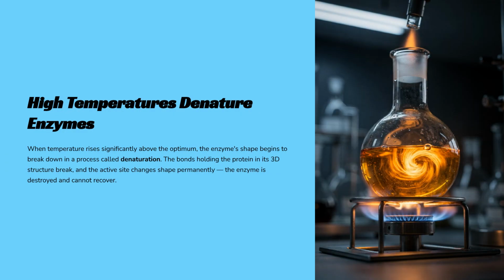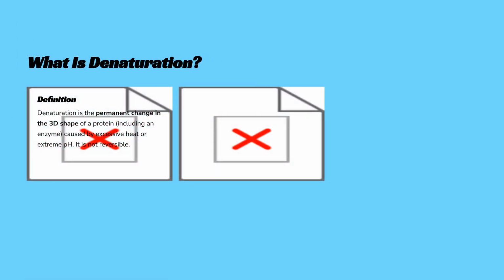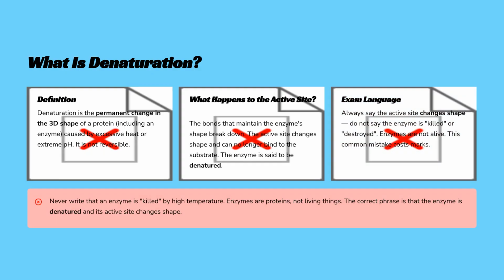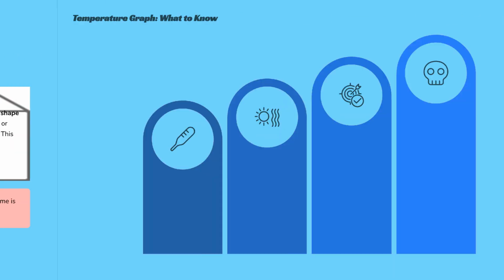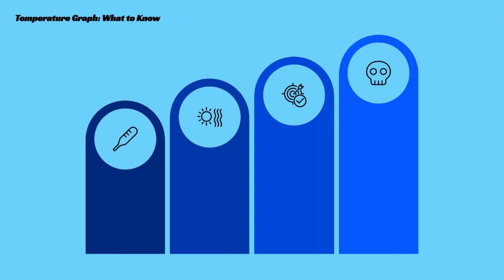When the temperature rises significantly above the optimum, the bonds holding the protein's 3D structure break. This process is called denaturation. The active site changes shape permanently, destroying the enzyme's ability to function and preventing recovery. Denaturation is the permanent change in an enzyme's 3D shape caused by excessive heat or extreme pH. When the bonds maintaining the shape break, the active site changes, and the enzyme can no longer bind to the substrate. This temperature graph is classic exam material.